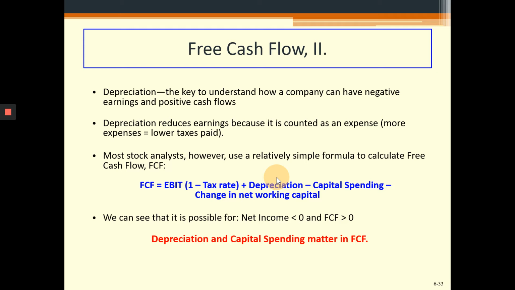When your net working capital is increasing, it means that current liabilities did not increase, or might have decreased, but the current assets increased at a faster pace. So in order to buy that extra current asset, the company needs to commit its cash. So it also reduces the cash, and the free cash flow will decrease. So we can see that it is possible that the net income can be negative, but at the same time free cash flow can be more than zero. It's positive. The main item here is depreciation, and depreciation and capital spending matter in the free cash flow.